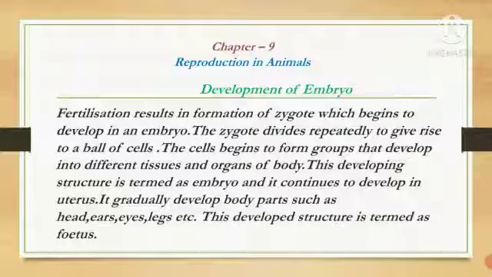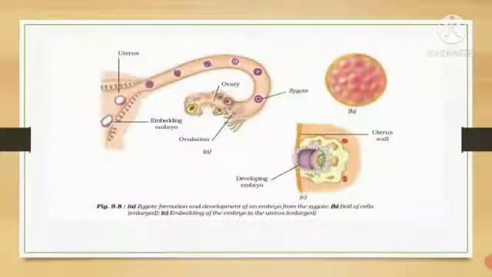After the development of zygote, it converts into embryo, and when the embryo is fully developed, then it converts into the fetus, which keeps on developing in the uterus. Next we have the figure A showing zygote formation and development of an embryo from the zygote. Second we have ball of cells, and in third we have embedding of embryo in the uterus.